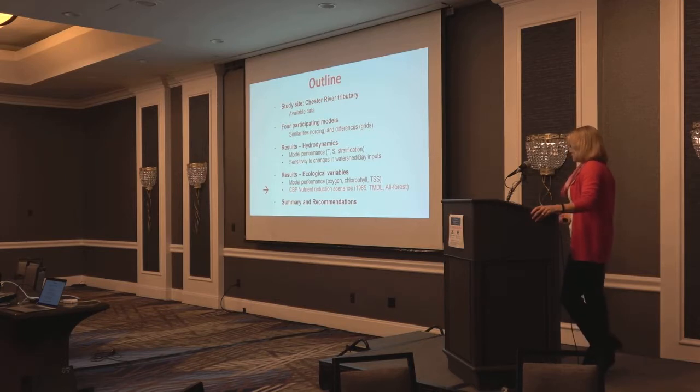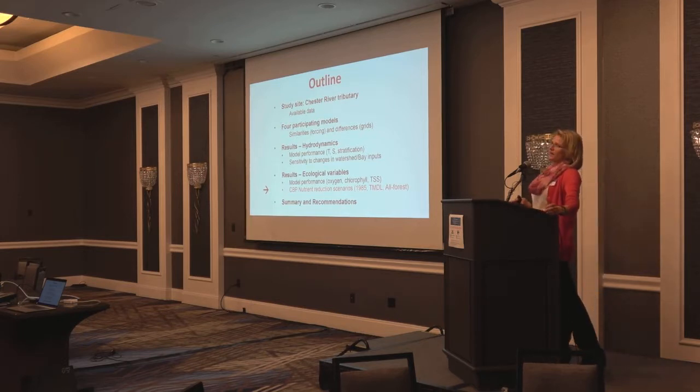So now for the last segment of the talk, we're going to look at how each of these models respond to the nutrient reduction strategies. For instance, we've seen that the chlorophyll and TSS are looking very different between these various models, even the high resolution models. How do they compare when we apply these nutrient reduction strategies to the various models?